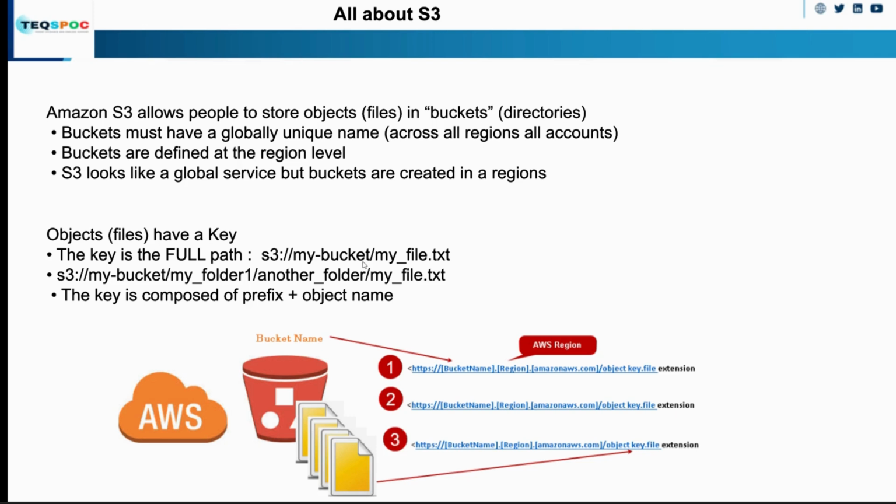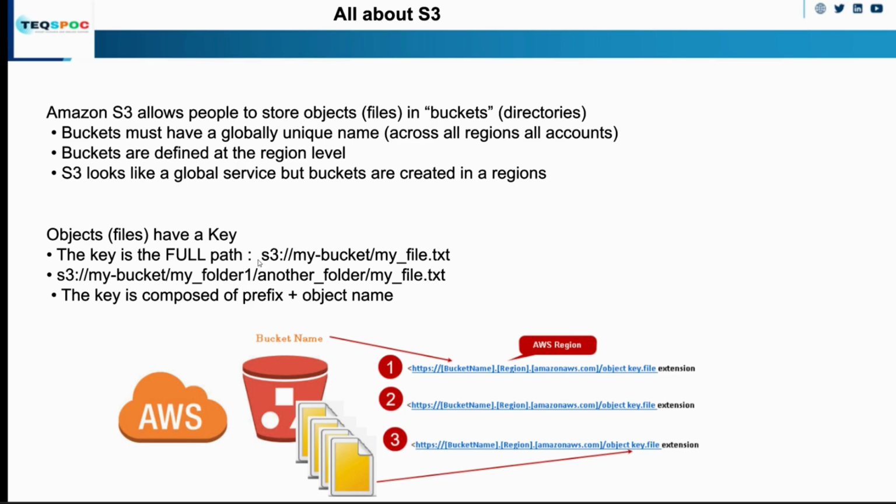So once the bucket is created, and if I try to upload a file over there, say my file.txt, in that case the S3 URI path of that particular file would be like this: S3 colon slash slash the bucket name slash the file name which I just uploaded.